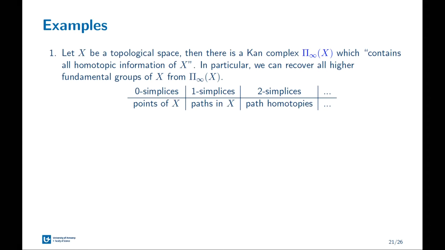And I like to talk about it by saying that it contains all homotopic information of X. What I'm referring to again is this identification that I showed at the very beginning by Quillen, that you can identify spaces with Kan complexes through this functor, up to homotopy at least. But concretely, what do we get out of this? A concrete consequence is that we can recover all higher fundamental groups of X from this fundamental infinity groupoid. Right? It contains all of the homotopy groups as part of its structure, if you will.